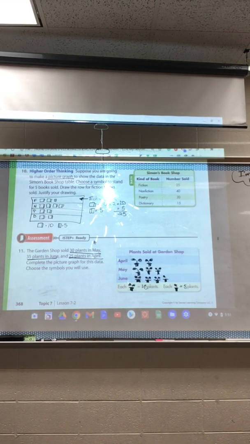So it's pretty easy today on Sawdust. We're going to be doing the same kind of thing that we're doing here. We're going to be picking which picture graph goes with what information. Hopefully you can see that okay. And you're going to be explaining why you thought so.